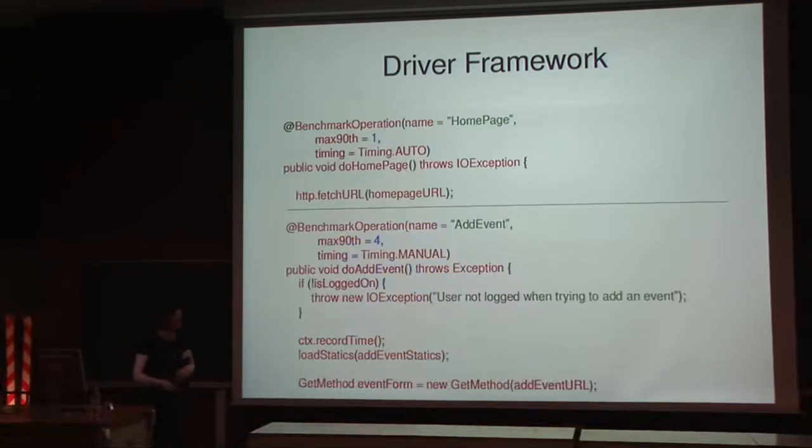And a couple of methods annotated. So we have do homepage, which is a homepage operation, and we have do add event, which is an add event operation. We can say the maximum 90th percentile time, automatic timing, so Faban will start the timing when we enter the method. This one here is using manual timing. We enter this method when we call this event.